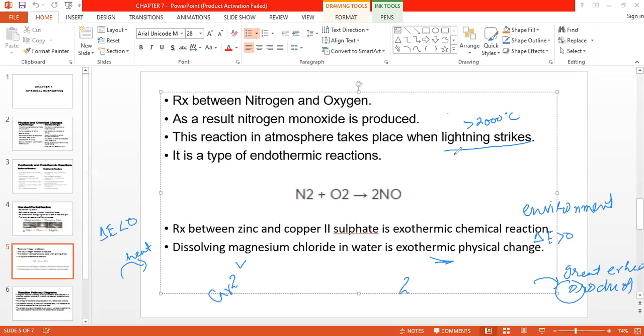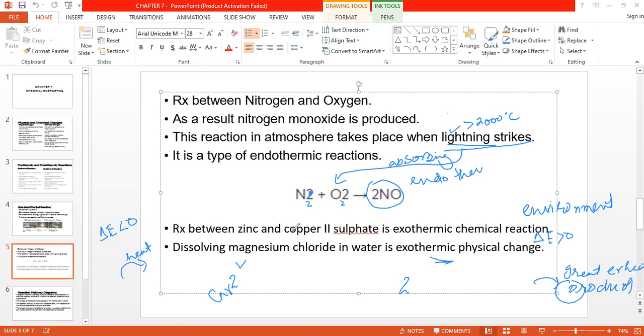But as you see, it is taking the energy from the lightning, so it is absorbing this energy, and absorption of this energy shows that it is an endothermic reaction. N2 plus O2 makes 2NO. So it is an endothermic reaction and only takes place when there is a supply of heat due to lightning strikes.